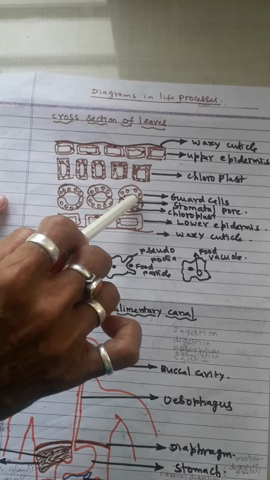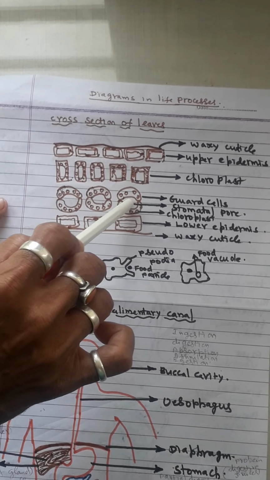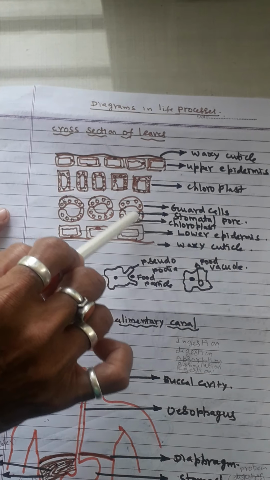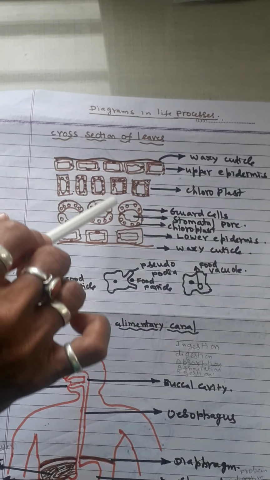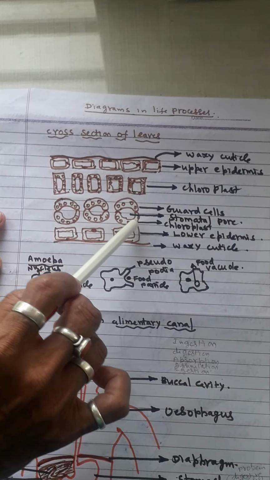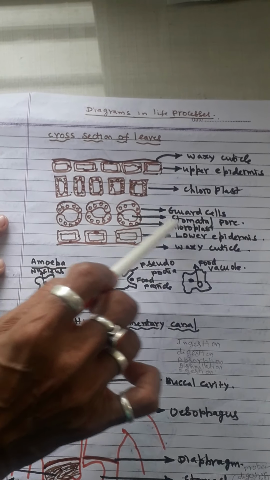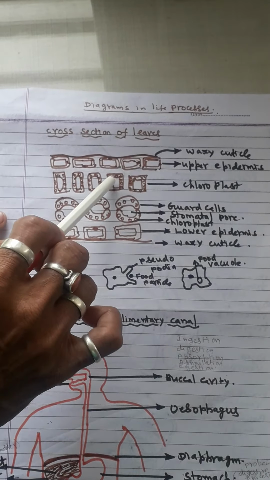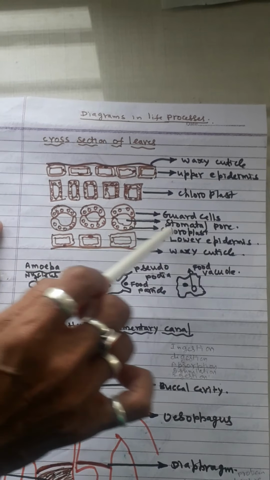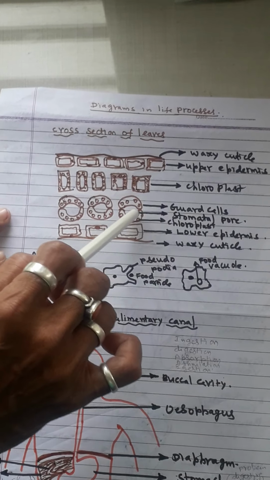Then we already know the plants take water by means of roots, so the water also will come. Then sunlight, whatever sunlight is falling. Here I have drawn some round structures in the guard cells, and those are nothing but chloroplasts. And here also chloroplasts are there. So chloroplasts help in preparing the food.